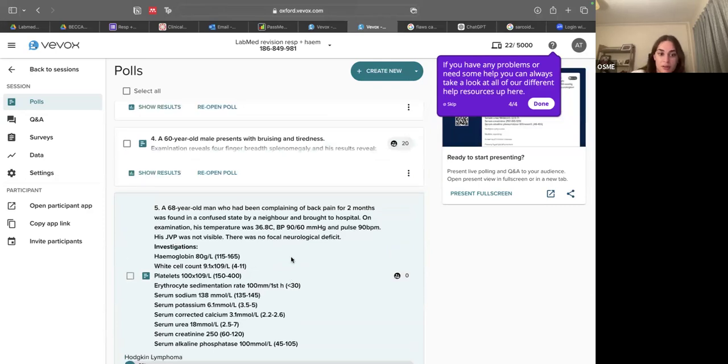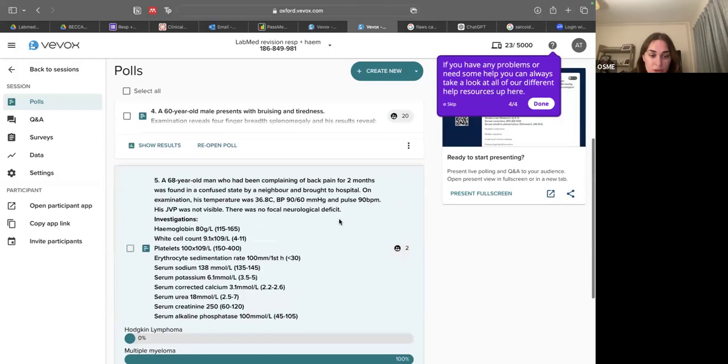So, final question. It's a 68-year-old man, back pain for 2 months. So keyword back pain. What are we thinking about now? It's an older man, so we're thinking, okay, it's not going to be Hodgkin's lymphoma or anything. They've not got a fever. They've got a low blood pressure and a high pulse. There's no JVP and no neuro symptoms. They're anemic. Their white cell count is fine. They've got some reduction in platelets.